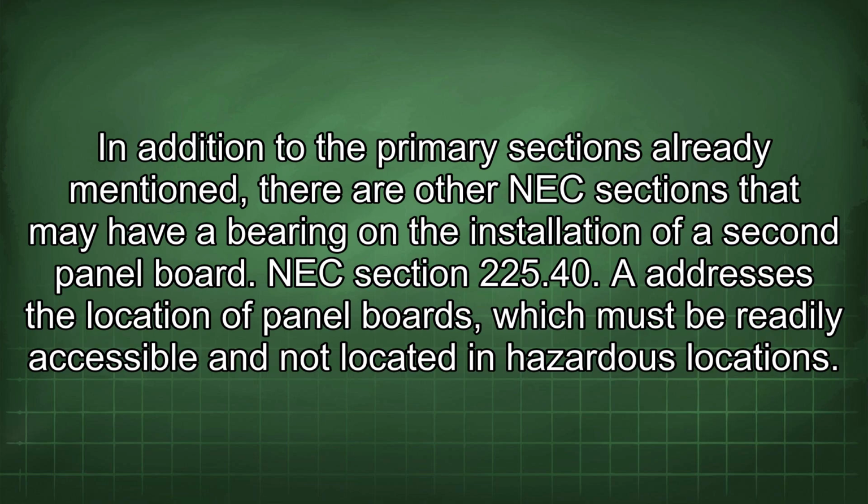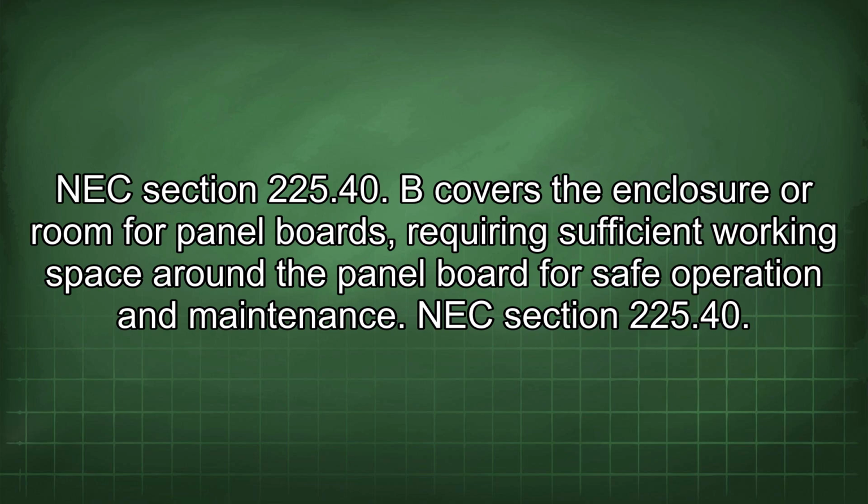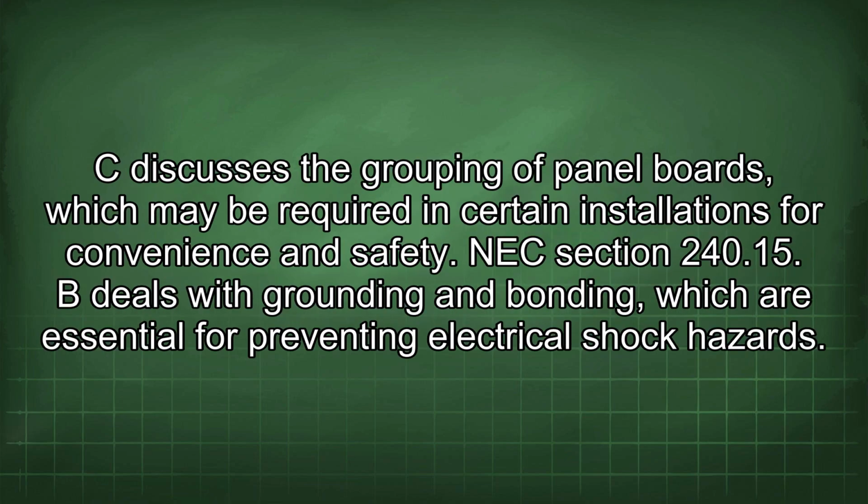In addition to the primary sections already mentioned, there are other NEC sections that may have a bearing on the installation of a second panel board. NEC Section 225.40 addresses the location of panel boards, which must be readily accessible and not located in hazardous locations. NEC Section 225.40 B covers the enclosure or room for panel boards, requiring sufficient working space around the panel board for safe operation and maintenance. NEC Section 225.40 C discusses the grouping of panel boards, which may be required in certain installations for convenience and safety.